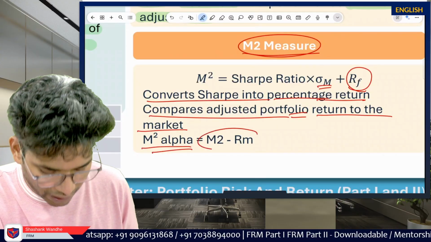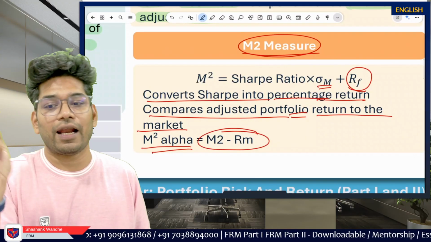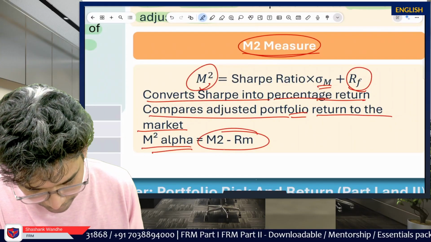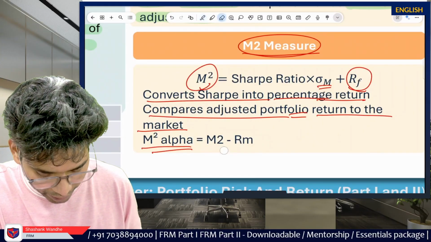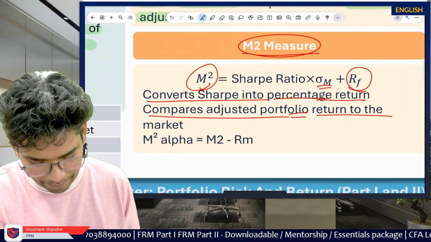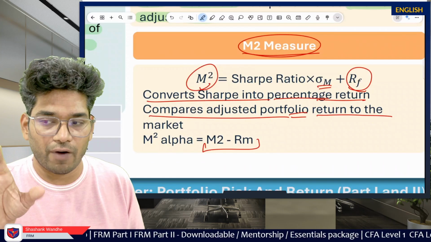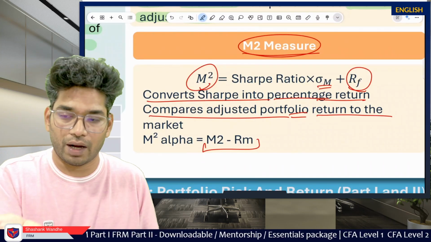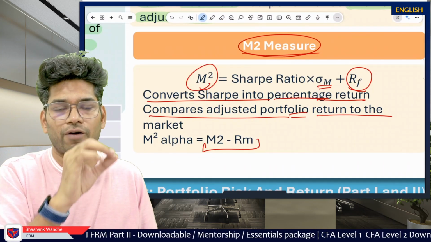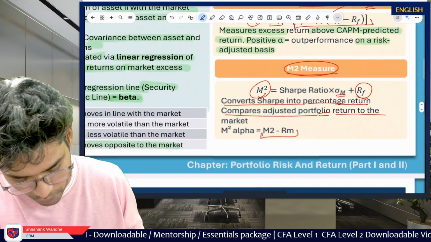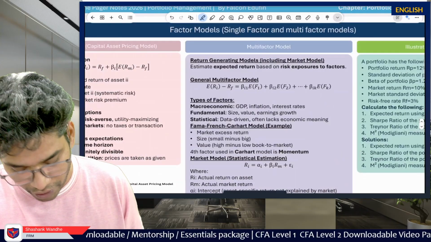And then you can also have the M square alpha. M square alpha simply is M square minus the return of the market. M square minus RM. So remember these formulas again. If you are able to remember the formula, it is simply plug and play. You have the information, use that information in the formula, and you'll be able to solve it. That's why we are not discussing the calculation part here.